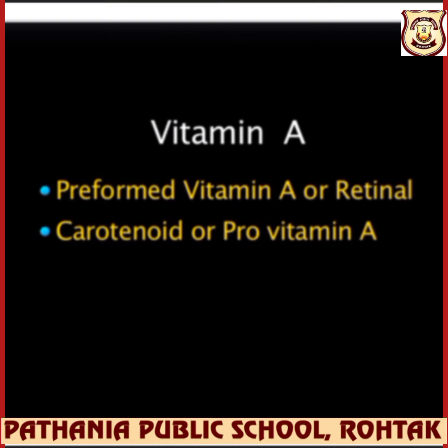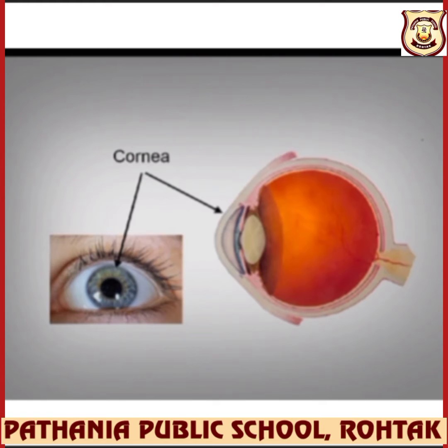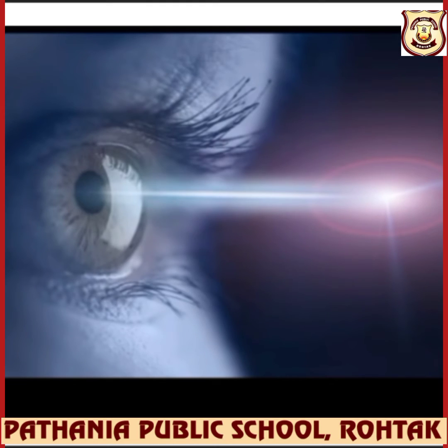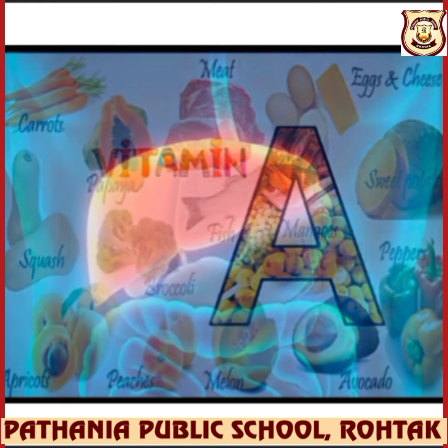Let's talk about one more vitamin, that is vitamin A, and provitamin A is also known as carotenoid, and preformed vitamin A is called retinol. This is for your general knowledge because you are only aware of vitamin A. Okay, let's talk about more. With vitamin A, the cornea is developed and your eyesight is improved. So for better eyesight, we should take vitamin A in our diets. Its deficiency leads to blindness, growth retardation and morbidity. So we should take vitamin A.